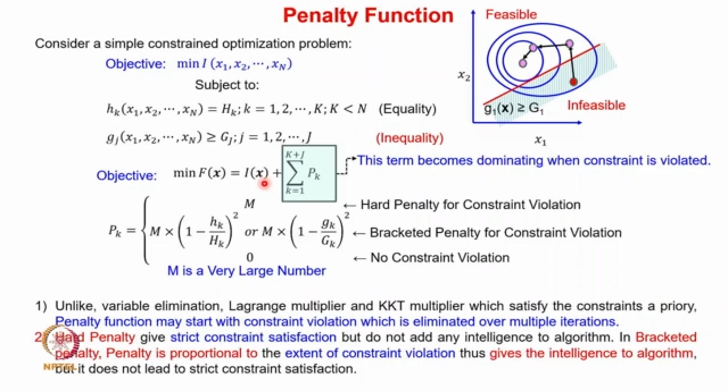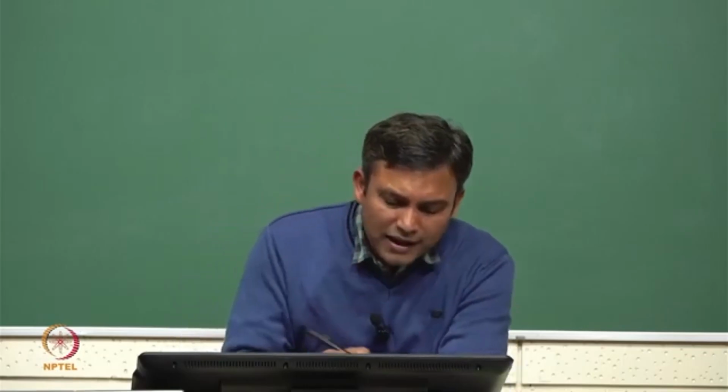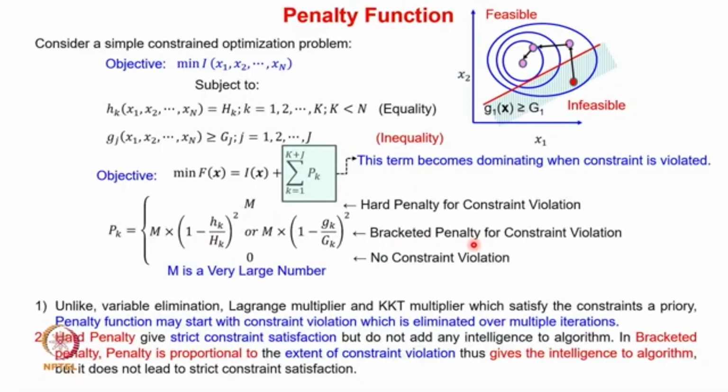Okay, so you can see that this particular penalty, which is called a bracketed penalty, gives the intelligence to your algorithm, primarily because whenever you are solving a particular problem, based on the objective function values you have obtained, you can clearly see how far you are from the constraint violation, isn't it? So that type of intelligence is built through this bracketed penalty. However, satisfying the constraint exactly is not possible. With the hard penalty, you will always satisfy all your constraints, but the problem is it is going to make your algorithm blind.